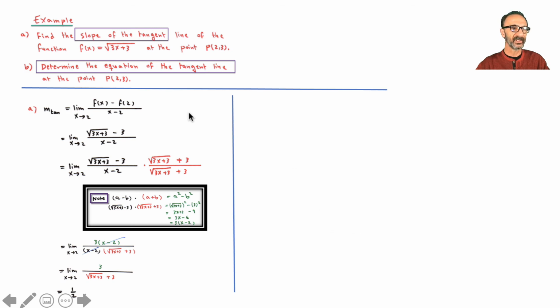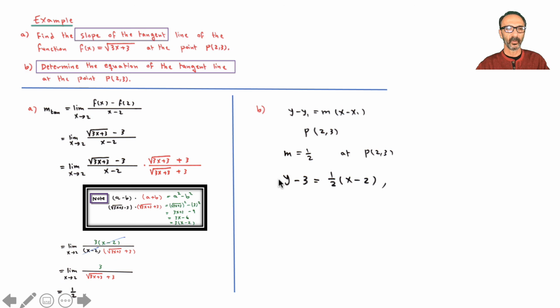Alright, now we need part B, which is determine the equation of the tangent line. Well, we know how to do it. That's the point slope formula. The point is 2, 3. And the slope, we just found it, which is half. And now we have y minus 3, that's my y1, x minus 2, that's my x1. And the slope is half from part A. Or you could simplify it and write y equals 1/2 x plus 2.